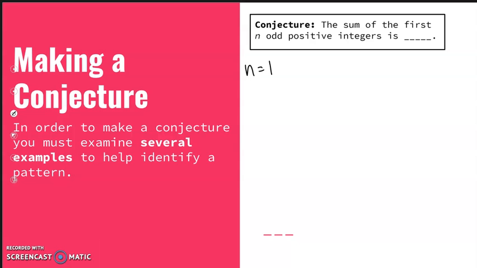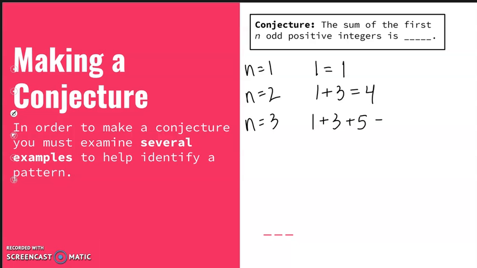That would be the sum of the first odd positive integer, which is the sum of just 1 and nothing else, which is 1. If n equals 2, the sum of the first 2 odd positive integers is going to be equal to 4. If n equals 3, the sum of the first 3 odd positive integers is equal to 9. If n equals 4, the sum of the first 4 odd positive integers is equal to 16.